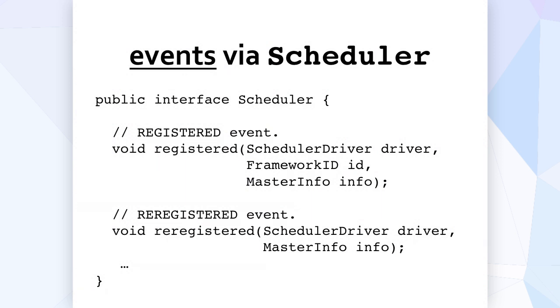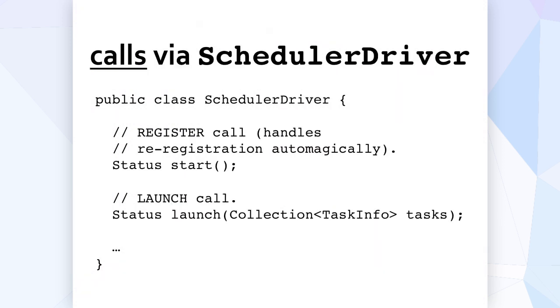Okay, rather than receiving events, what you do instead is you implement a callback interface. And that interface passes to you the information associated with the event. So to receive a registered event, you effectively implement the registered callback. When you receive a re-registered event, you'd implement the re-registered callback, so forth and so on. Okay? So that's how you receive events. Now to make calls, you use what's called a scheduler driver. Okay? And the scheduler driver has a bunch of methods on it, things like start.